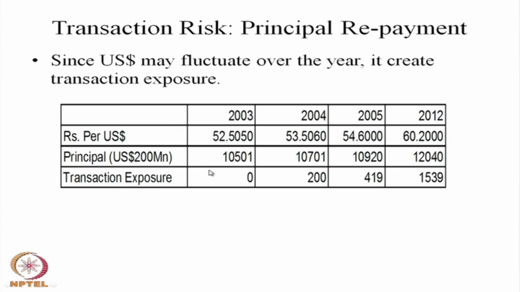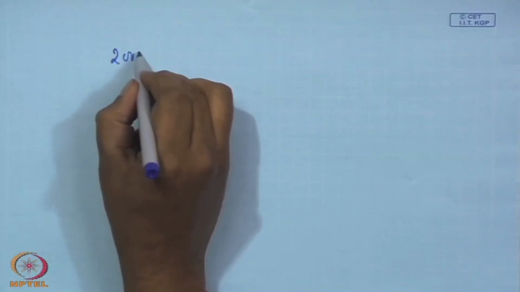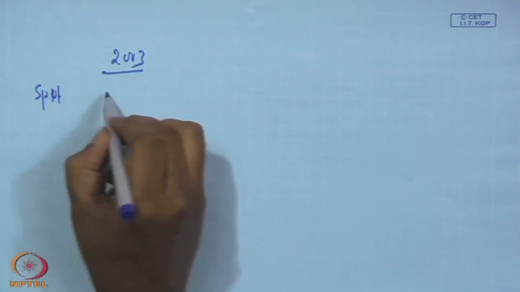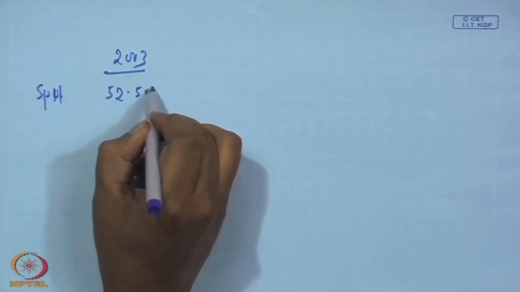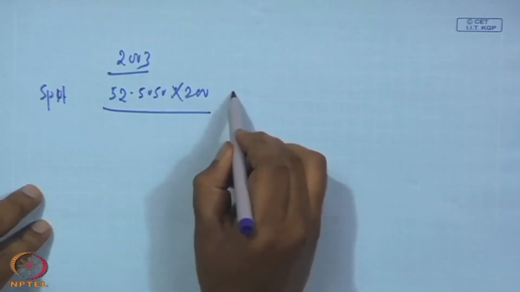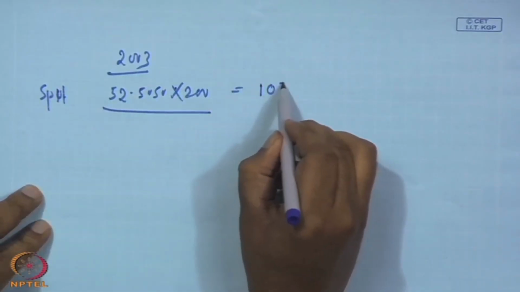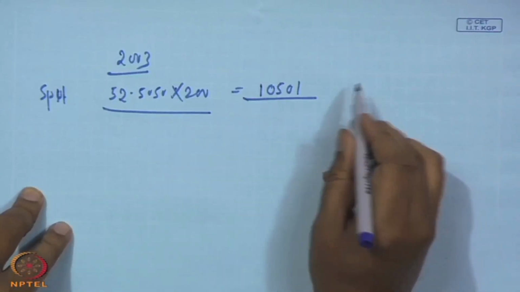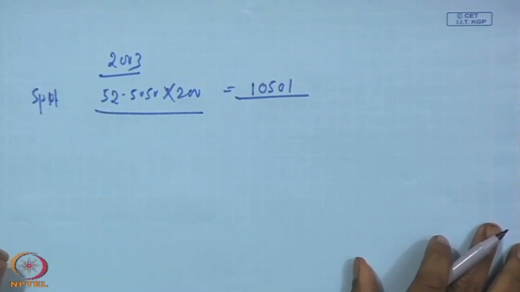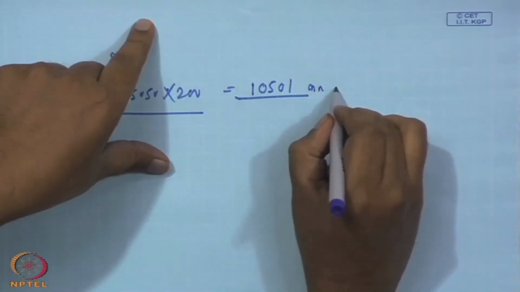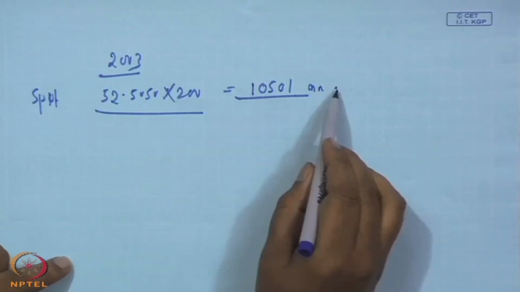The principal he got, how much principal did he get? In 2003 the spot rate was 52.5050, multiplied by 200 million US dollars. How much did he get? 10501 millions of rupees. So he got 10501 million rupees.